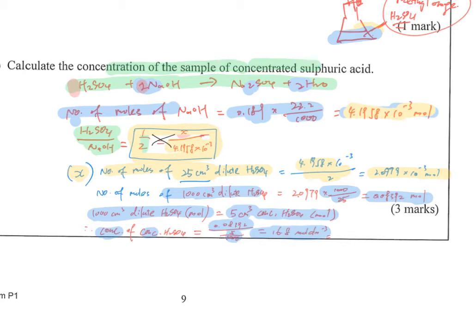Okay, if you find that the concentration is very, very small, or even a single-digit number, that most likely means you did some wrong calculation. Suppose it's more than 10.